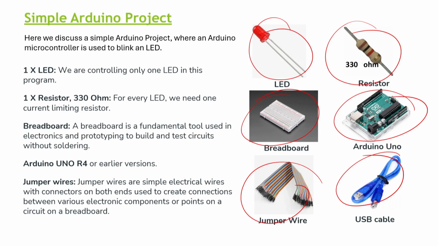Now, we are going to control only one LED in this program. Then you have a resistor of say 330 ohm. As I told you, you always need a resistor to bring down the current, and the breadboard is where we will be developing the electronic circuits, and we will also be attaching the Arduino Uno, let us say R4 or earlier versions. And then we have jumper wires, which are simple electrical wires with connectors on both ends, used to create the connections between various electronic components or points in a circuit or a breadboard.